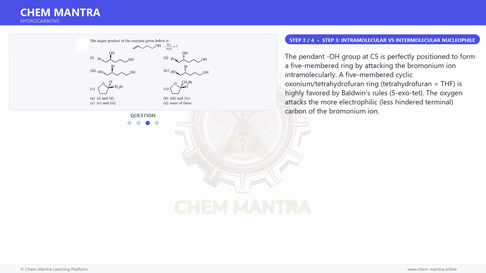Moving on to the next step. The pendant OH group at C5 is perfectly positioned to form a 5-membered ring by attacking the bromonium ion intramolecularly. A 5-membered cyclic oxonium, tetrahydrofuran ring (tetrahydrofuran is THF), is highly favored by Baldwin's rules, 5-exo-tet. The oxygen attacks the more electrophilic, less hindered terminal carbon of the bromonium ion.